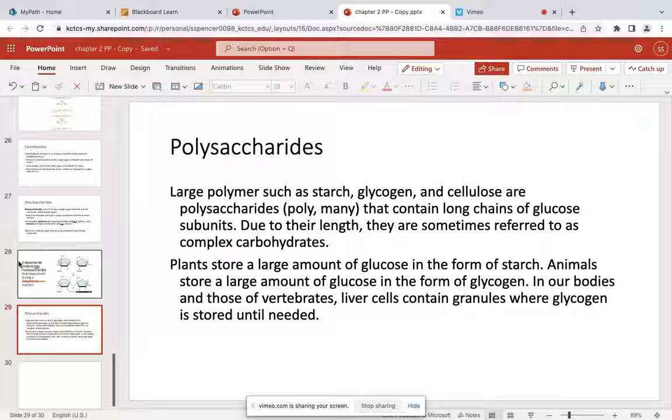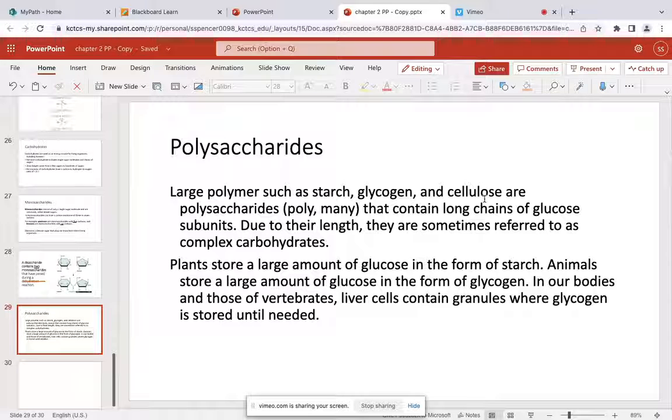And actually, I apologize, large polymers such as starch. Starch is present within plants, but we'll go over that more later on. So plants store a large amount of glucose in the form of starch. Animals store a large amount of glucose in the form of glycogen. Glycogen is present within our body. And then a structural polysaccharide, cellulose, is present.